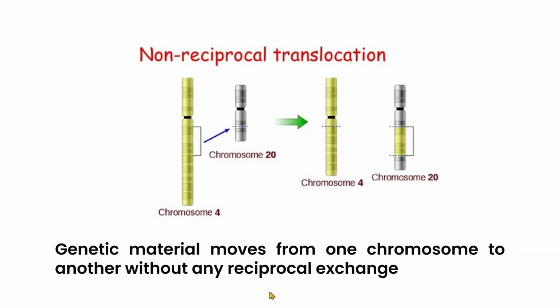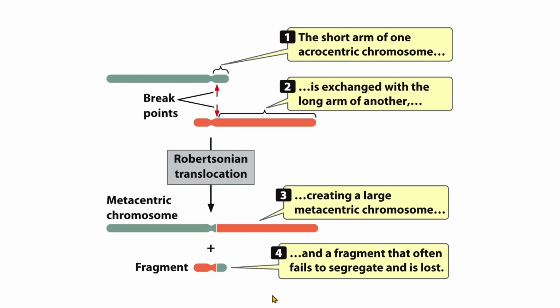In non-reciprocal translocation, genetic material moves from one chromosome only to another without any reciprocal exchange. In Robertsonian translocation, the short arm of one acrocentric chromosome is exchanged with the long arm of another, creating a large metacentric chromosome. And some of the cases of Down syndrome are formed through Robertsonian translocation.